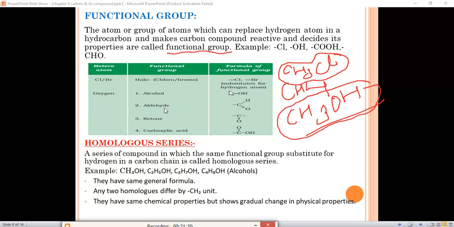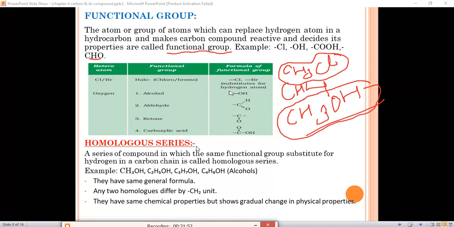It can be aldehyde with a functional group of CHO, like this. It can be ketone with a functional group of C double bond O, and it can be carboxylic acid with a functional group of COOH. So these are the functional groups which we have to read in this chapter. It can be halogens like chlorine, bromine. It can be alcohol, OH. For aldehyde, what is the name of the functional group? CHO. And for ketone, what is the formula of the functional group? CO. And for carboxylic acid, the formula of the functional group is COOH.